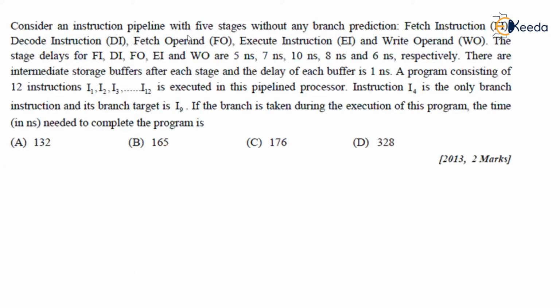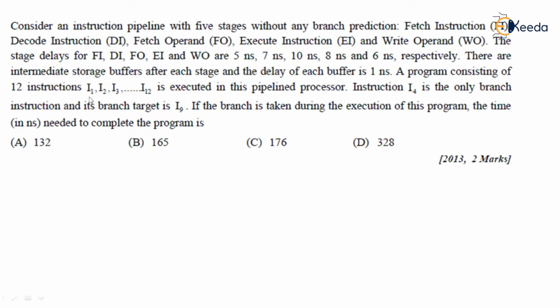Consider an instruction pipeline with 5 stages without any branch prediction: fetch instruction, decode the instruction, fetch the operand, execute the instruction, and write operand. The stage delays for FI, DI, FO, EI, and WO stages are 5, 7, 10, 8, and 6 respectively. Okay, so these are in nanoseconds. There are intermediate storage buffers after each stage, and the delay of each buffer is 1 nanosecond.